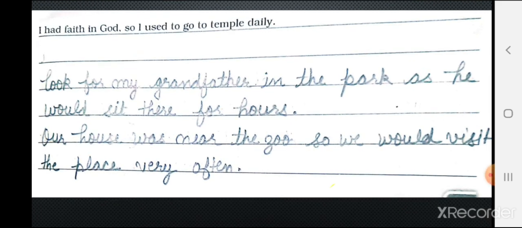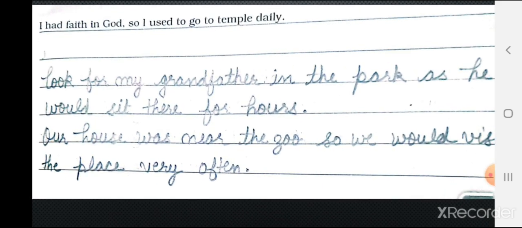Okay, write it in the space provided to you like this. Look for my grandfather in the park as he would sit there for hours. Our house was near the zoo, so we would visit the place very often. Don't worry about me as I'm used to keeping awake till late hours. We requested the authorities to remove stray dogs because they would create a nuisance for everyone.